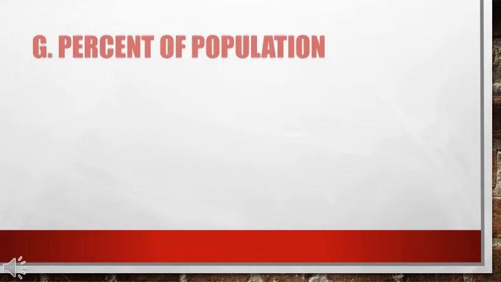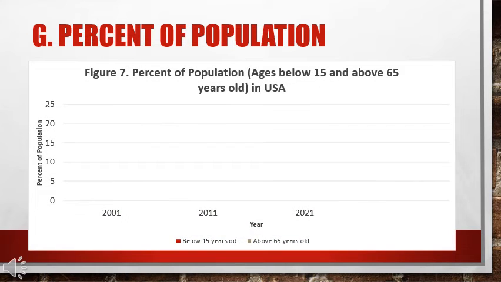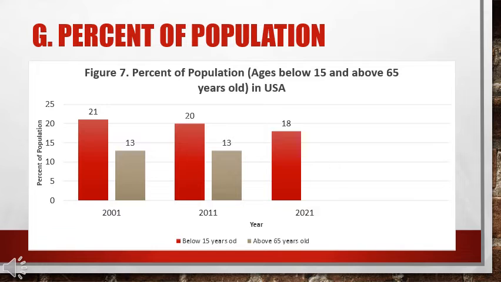So figure 7 shows the percent of population in USA. The percent of population in 2001, 2011, and 2021 for ages below 15 are 21, 20, and 18. For those above 65 years old, these are 13 during 2001, 13 during 2011, and 17 during 2021.